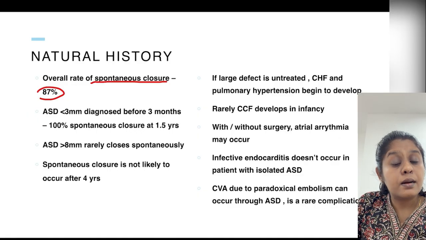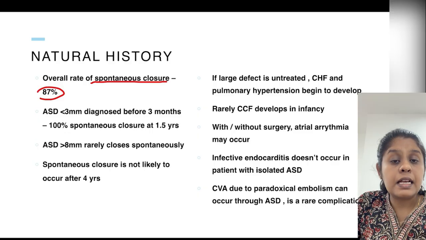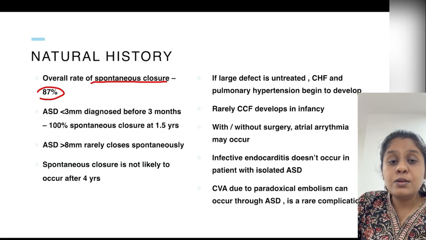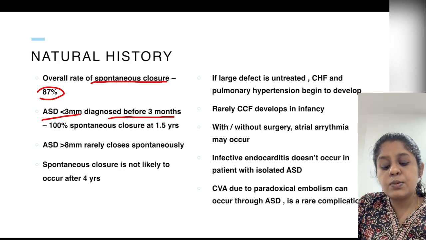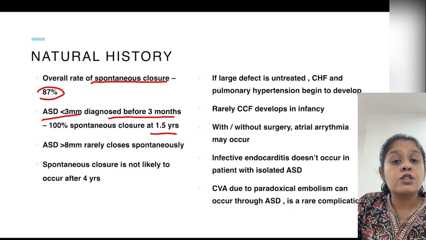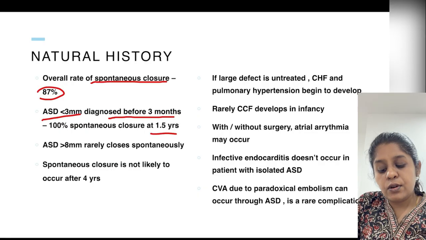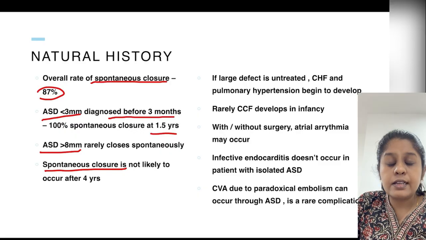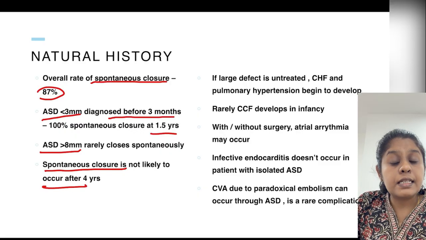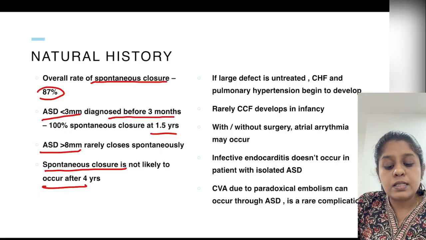So if a parent comes to you asking, doctor, my child has an ASD of 3 mm, my child is 2 months old, what do I do? You just reassure them because the chances of spontaneous closure is nearly 87%. An ASD less than 3 mm diagnosed before 3 months has 100% spontaneous closure around 1.5 years of age. So you ask them to come for repeated follow-up. An ASD more than 8 mm will rarely close spontaneously, and spontaneous closure is not likely to occur after 4 years. So if ASD is detected after 4 years of age, it's highly unlikely that the ASD closes by itself.